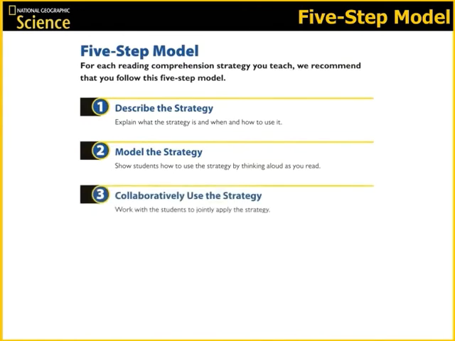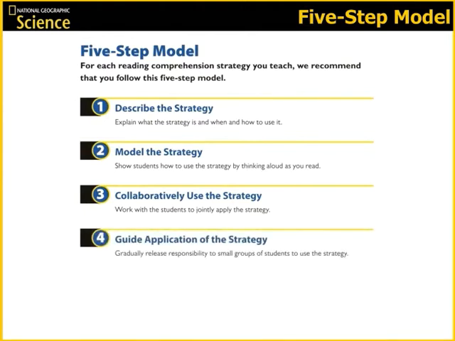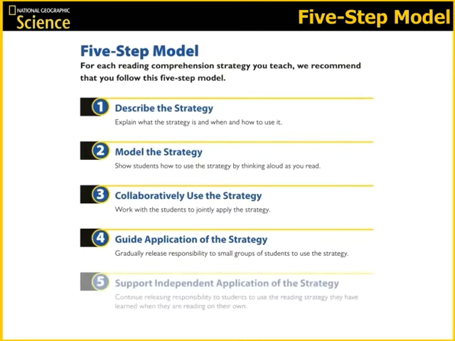Next, collaboratively use the strategy by working with students to jointly apply the strategy. Step 4 is to guide application of the strategy. This is where we gradually release responsibility to small groups of students to use the strategy. And step 5 is to support independent application of multiple strategies. Continue releasing responsibility to students as they use the strategy when they are reading independently.